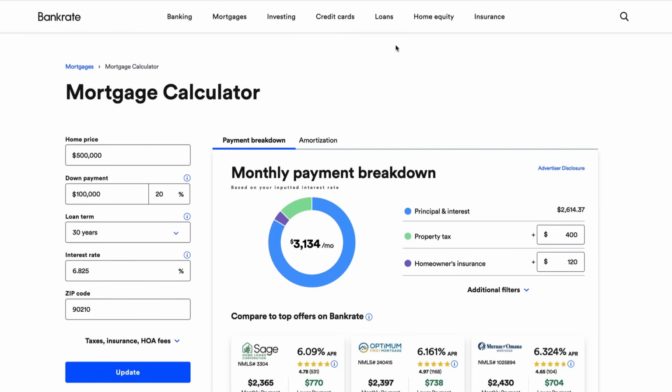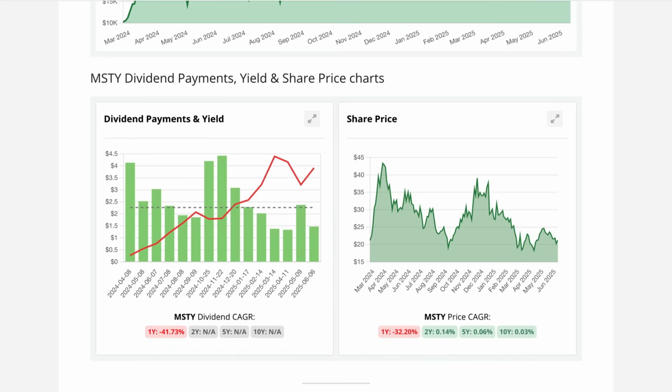And so, bro, I created a calculator, basically a dividend cash flow calculator. I'll show it to you in a second. The idea was, how much MSTY do you need to pay your mortgage or your car payment or whatever? So I built that tool.